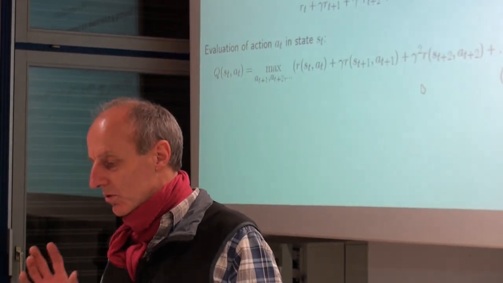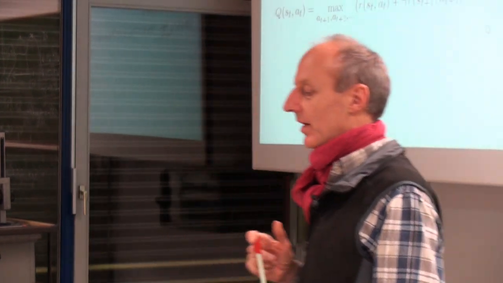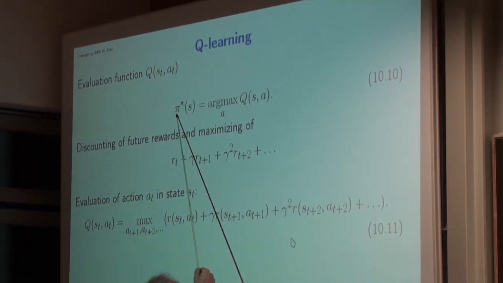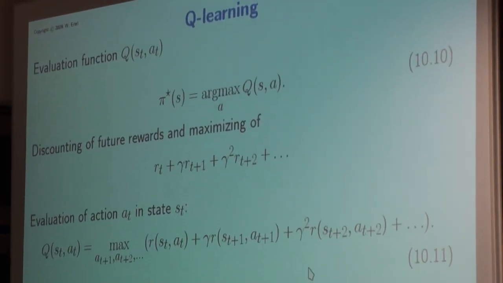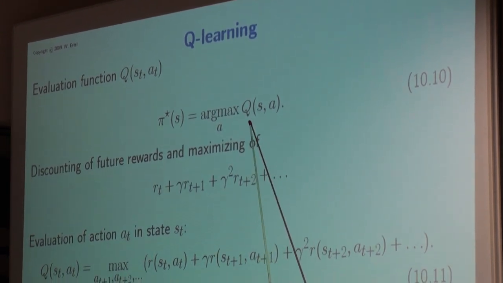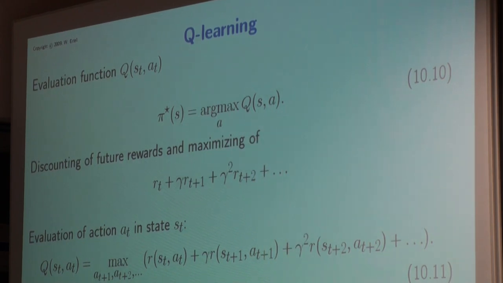Okay, so what we do is we don't use a state value function, but a state action value function. Q of S and A. And now the optimal policy is to maximize the Q values. Instead of the V values, the Q values, Q of S and A.